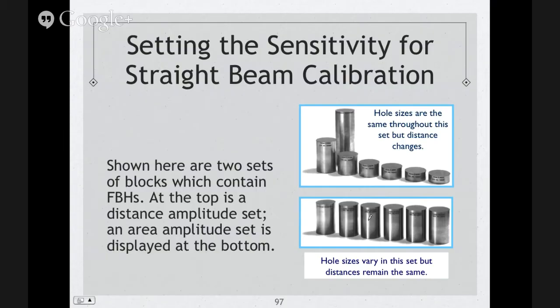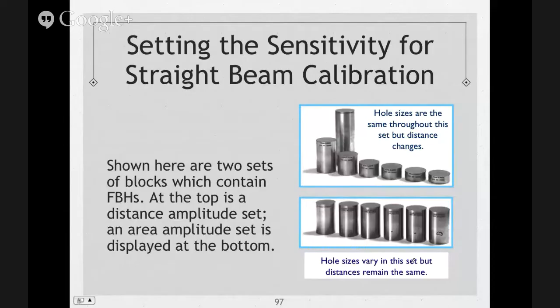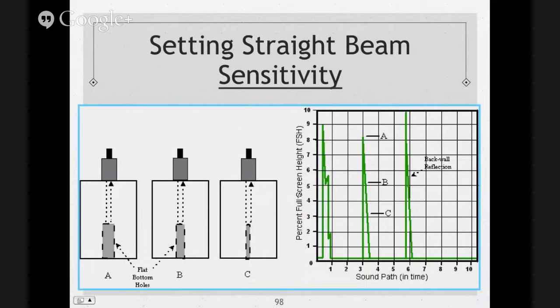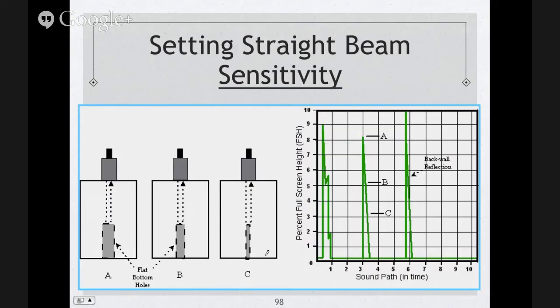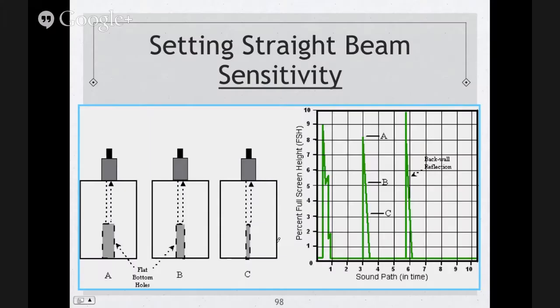Now, on the bottom, these are area amplitude blocks. They have the same distance to the flat bottom hole. What's going to change is the size of your reflector. So, for example, these three blocks, A, B, and C, are they distance amplitude or area amplitude? Area, right? Because what's changing is the area of my hole, the diameter of my hole.